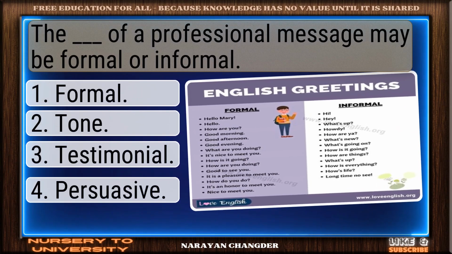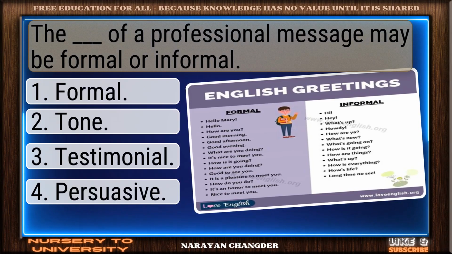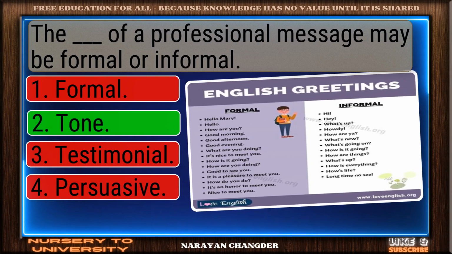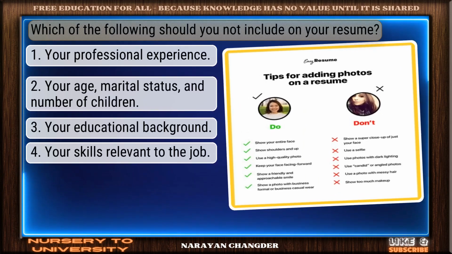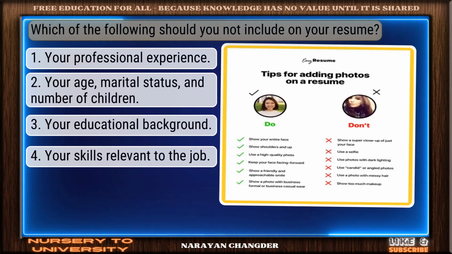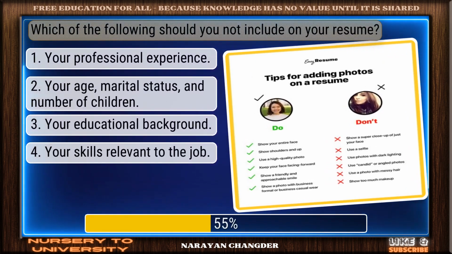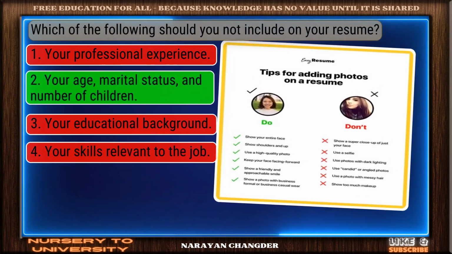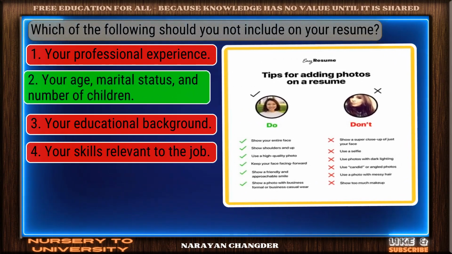Question number 17. The dash of a professional message may be formal or informal. Excellent. Tone is a brilliant choice. Question number 18. Which of the following should you not include on your resume? Strong choice. Your age, marital status, and number of children is the right answer.